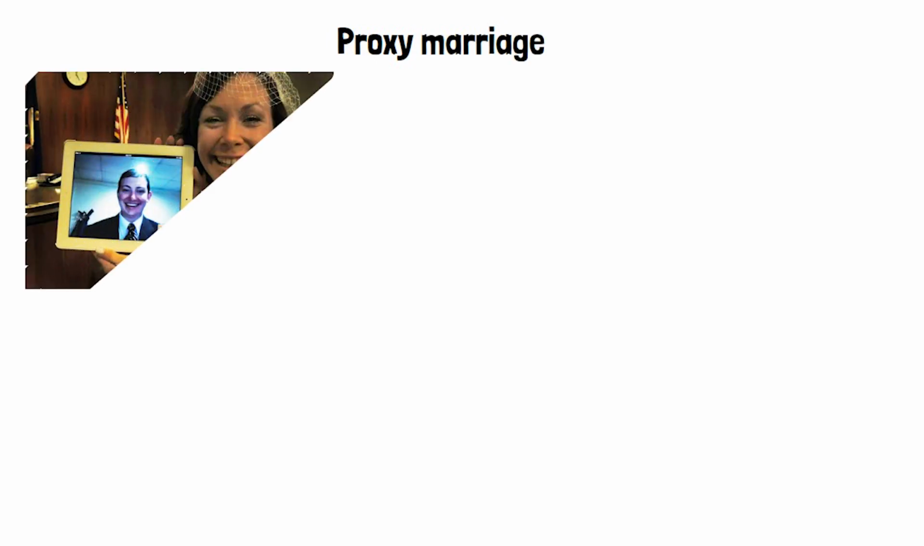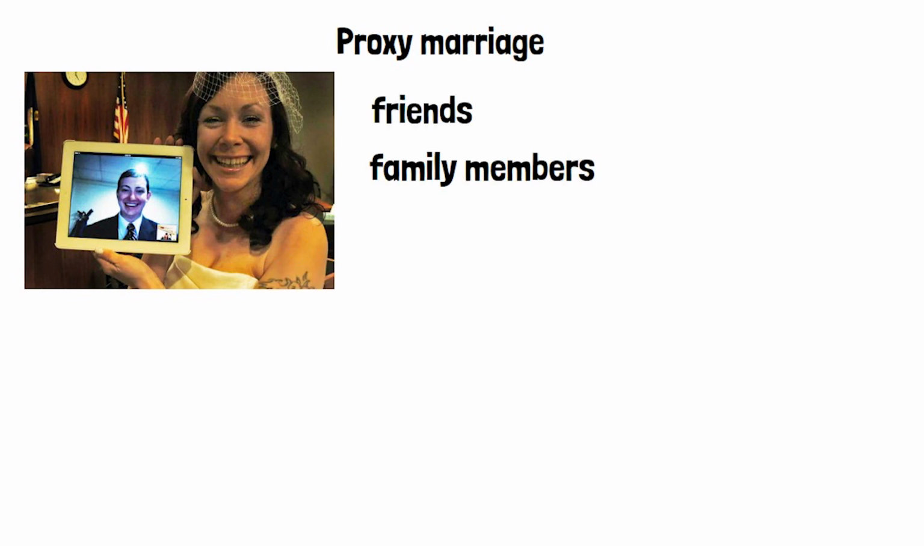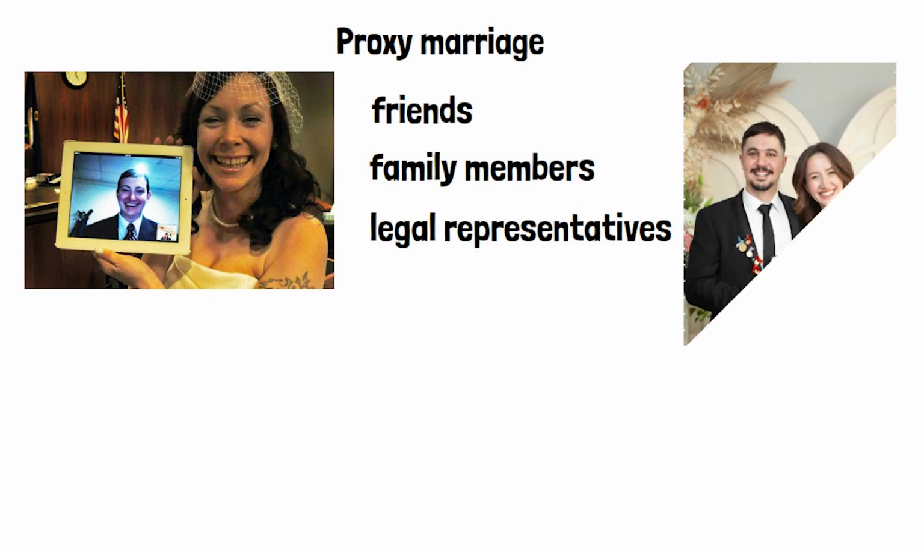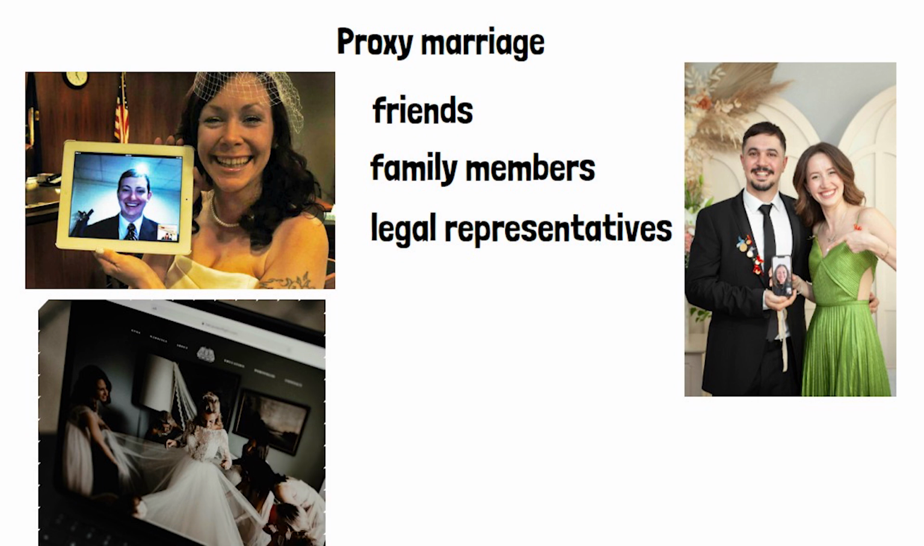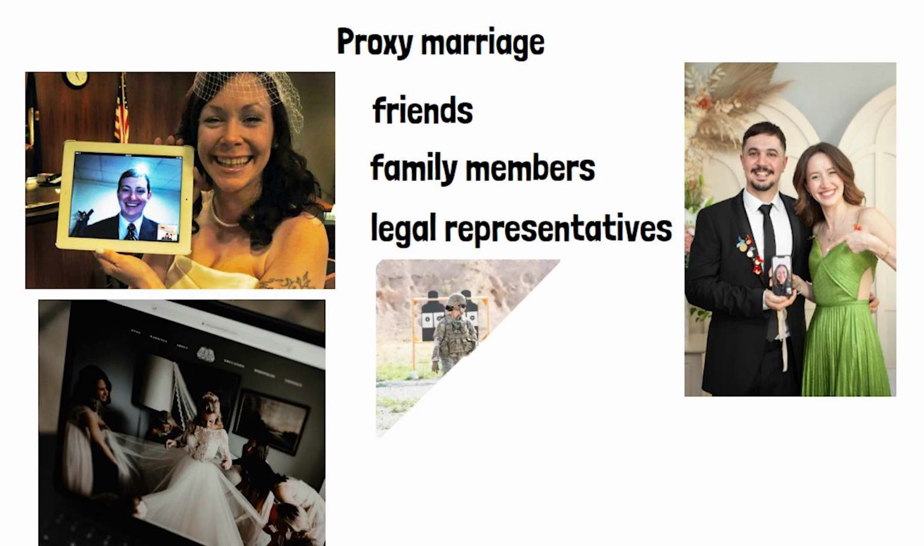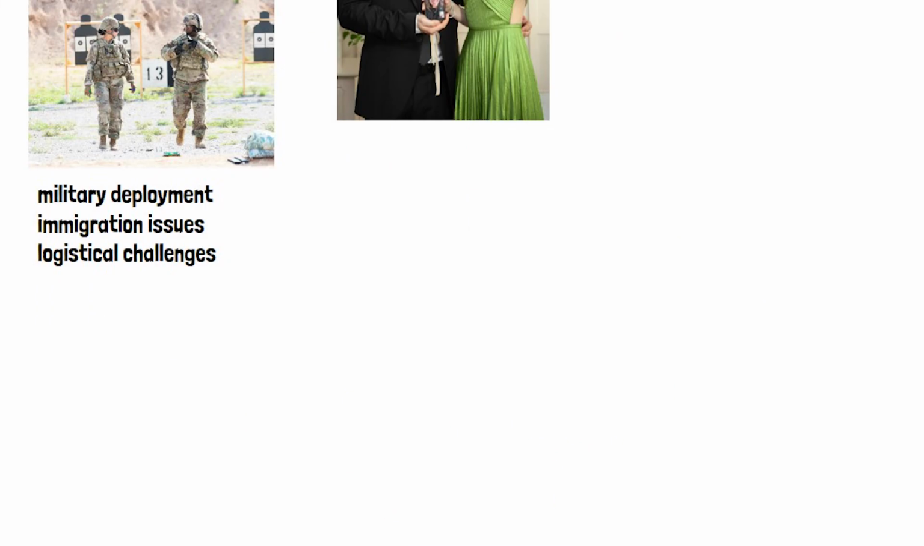Proxy marriage. It is a unique type of marriage where one or both partners are not physically present during the ceremony. Instead, they are represented by friends, family members, or legal representatives who stand in their place and exchange vows on their behalf. This form of marriage is legally recognized in some jurisdictions, allowing couples to marry even if one or both partners are unable to attend the ceremony due to military deployment, immigration issues, or other logistical challenges. While the specifics of proxy marriage laws vary by country and jurisdiction, they typically involve strict guidelines to prevent abuse or fraud.